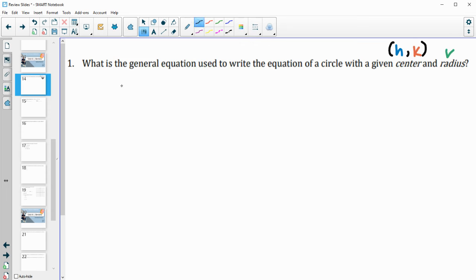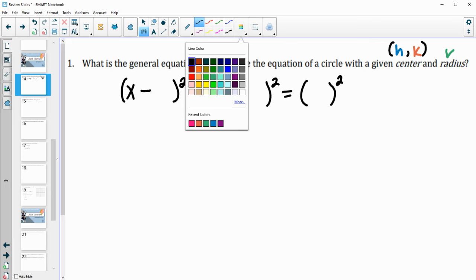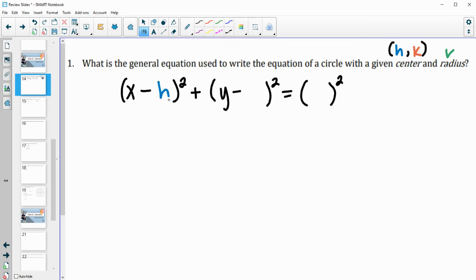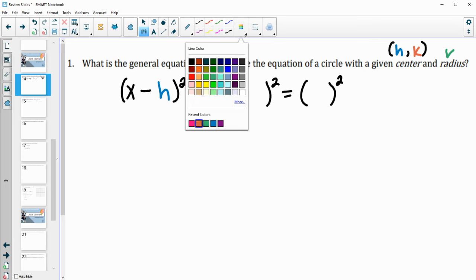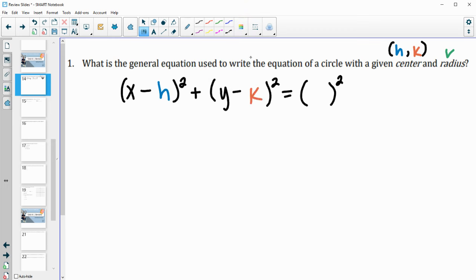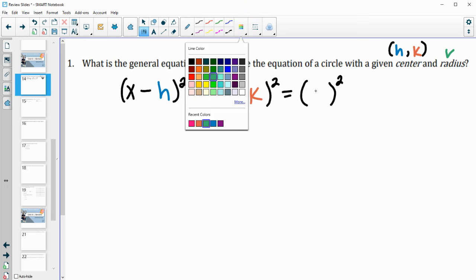So the general equation here is going to be x minus our x coordinate squared of our center plus y minus the y coordinate squared of our center equals our radius squared. So it's going to be (x minus h) squared plus (y minus k) squared equals our radius squared.